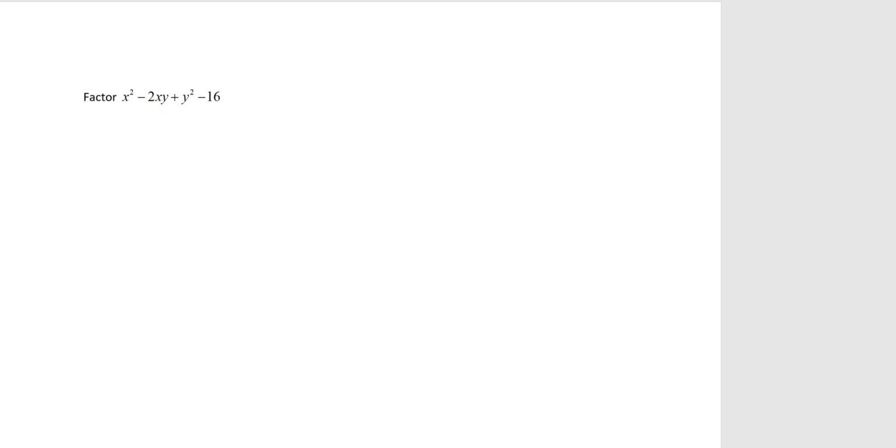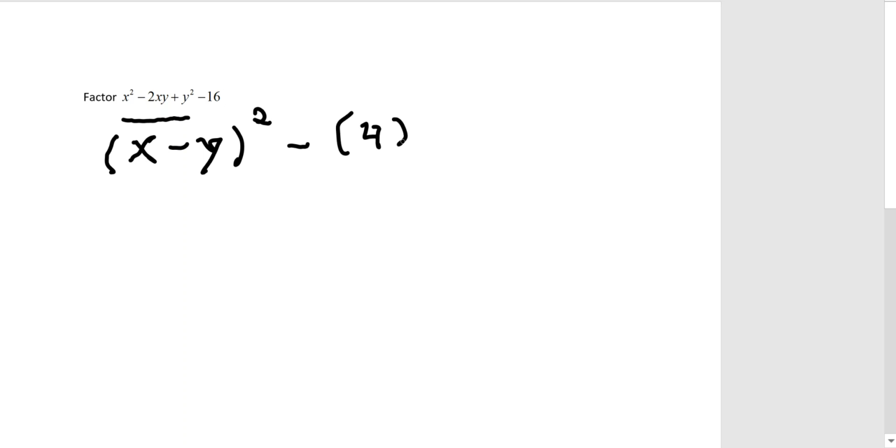At first it doesn't seem like we could go anywhere, but if you group these first three terms together, right here, we recognize that as a perfect trinomial square. It's important that you memorize what a perfect trinomial square is and what the most common ones look like. This will factor into (x minus y) quantity squared, minus 16, which is really 4 squared. So now we can see we have a difference of squares.